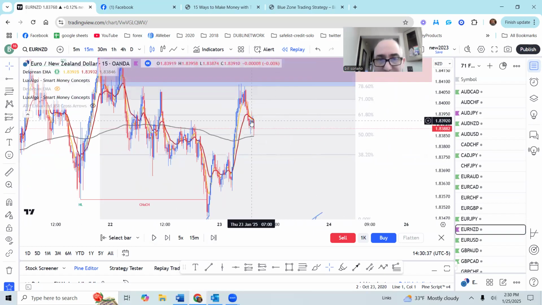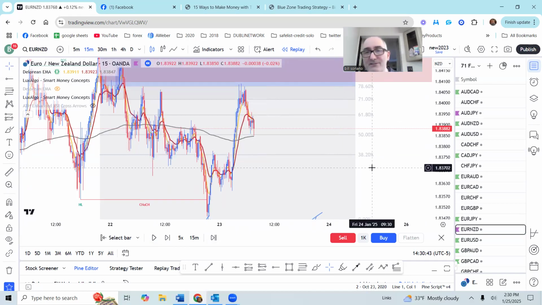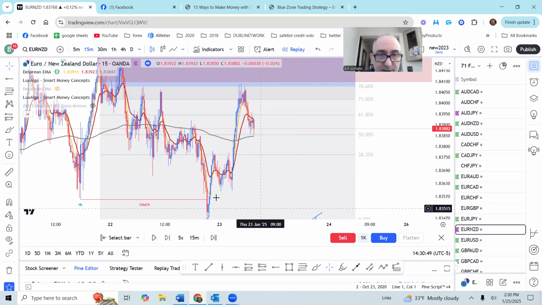So again, we don't want to get in once we get past the 50 point here, because then you start getting into the discount zone and you don't want to sell at a discount. You want to sell at a premium. The other issue to look at here is the price is currently above the 200 EMA on the 15-minute chart. So that could be a reason to maybe stay out too. But let's just see what happens.